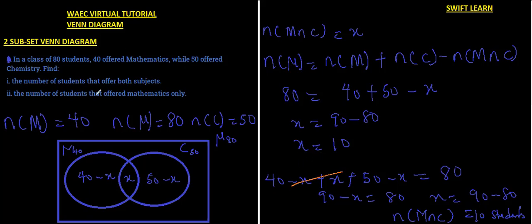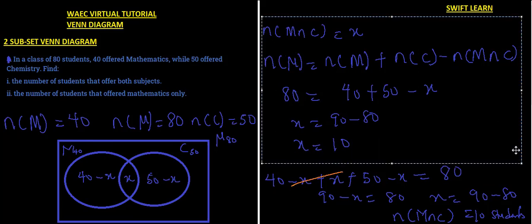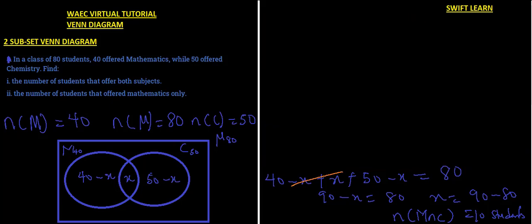Now, they said those that offered mathematics only. Those that offered mathematics only. How will you do that? Simple. Those that offer mathematics only are the people that are here now. As you can see, there's no chemistry here. Do you understand it now? There's no chemistry there. So, those that offered maths only, how will you denote it? What is your set notation? All these things we are writing, they are called set notation.